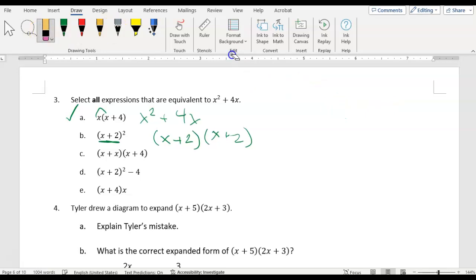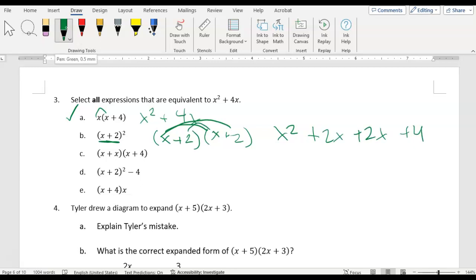So this is this, which means that we're going to FOIL it. We'll get x squared plus 2x plus 2x plus 4. Because I have to multiply this times this, and then this one times this one. And so this will be x squared plus 4x plus 4. It has this plus 4 here that this one does not have, so this does not work.